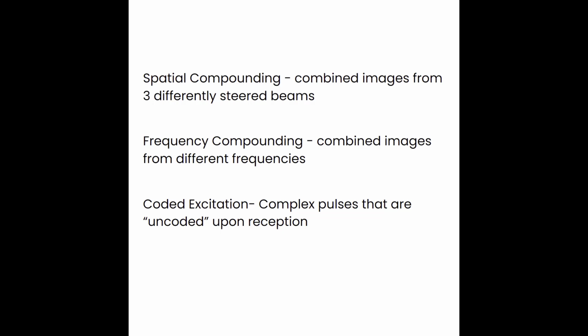Frequency compounding is going to combine images from different frequencies. So it's going to combine low frequency pictures with the high frequency pictures, and that's just going to make for a nicer picture all around. And lastly, coded excitation is another tool. Remember, it uses complex pulses that are decoded upon reception, but it is also helpful for reducing artifacts, especially ones like range ambiguity.